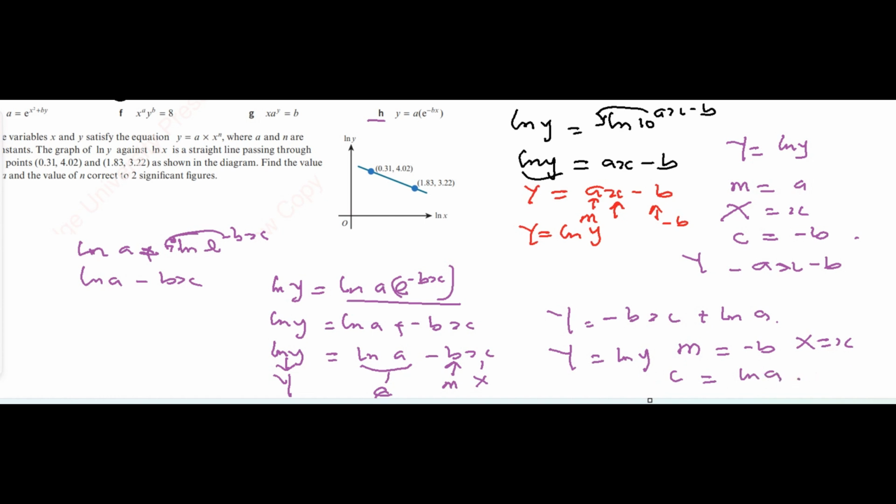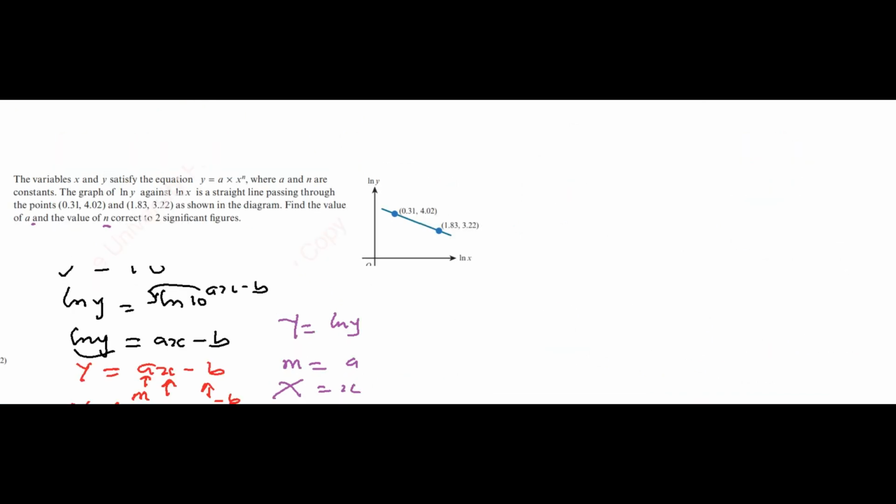Simple and straightforward. Okay, let's check one more question, which is question 2. Okay, here is the question 2. Let's see how to solve this question. Let's just read out the question. It said the variables x and y satisfy this equation: y is equal to a times x raised to power n, where a and n are constants. The graph of ln y against ln x is a straight line passing through these points, as shown in the diagram. Find the value for a and value for n correct to two significant figures.